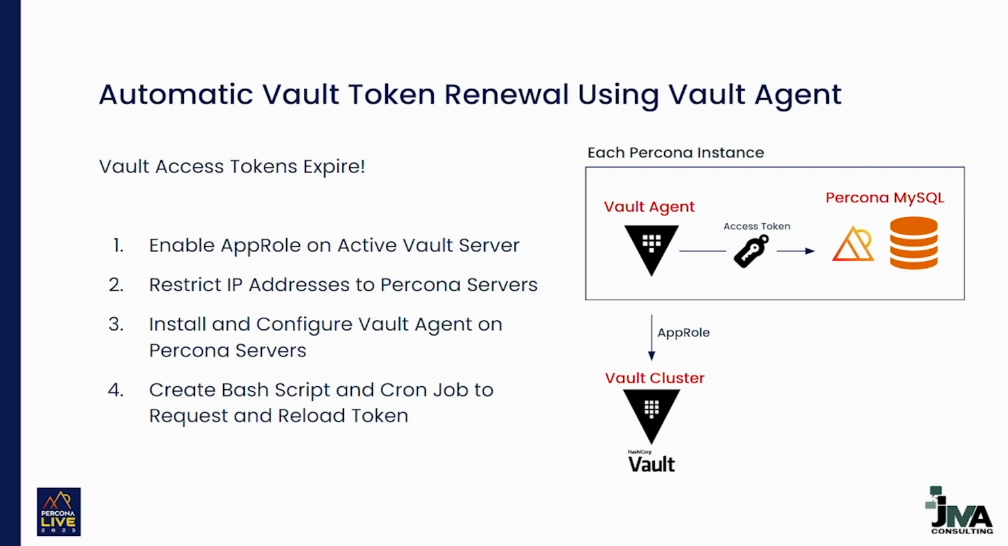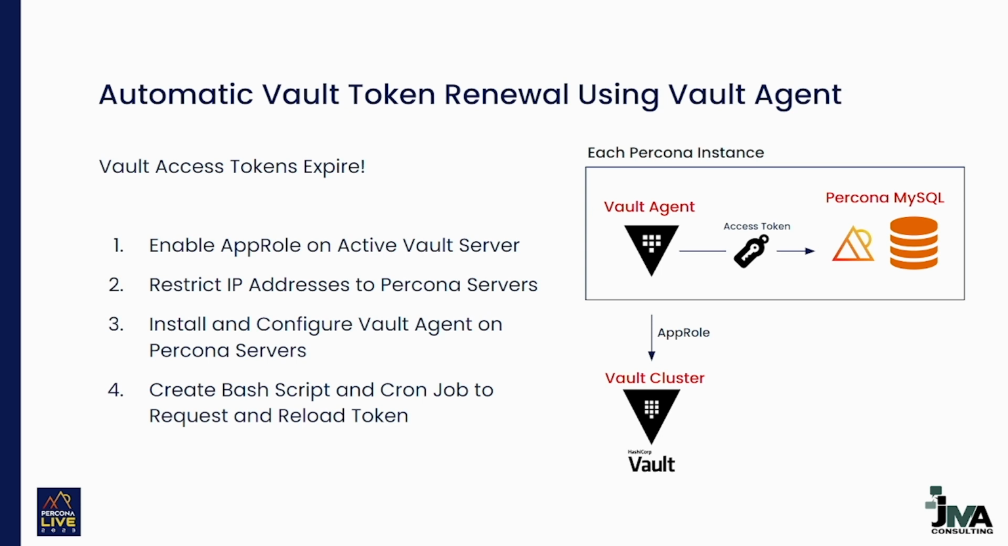We've decided to use HashiCorp Vault's AppRole authentication feature, which basically allows an authenticated user to generate a new token on command. And an important security feature of AppRole is that you can restrict which IP addresses you can generate the tokens from. So for example, in our case, we restrict the IP addresses to our 2 Percona servers, and you can only generate tokens if the request is coming from either of those 2 IPs.